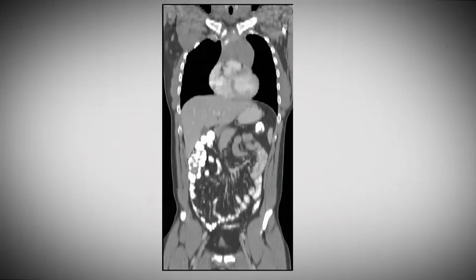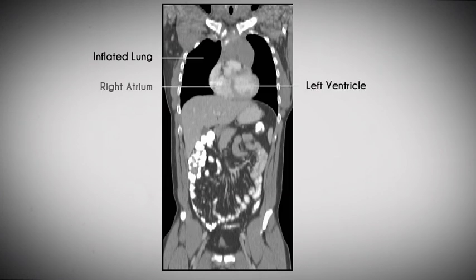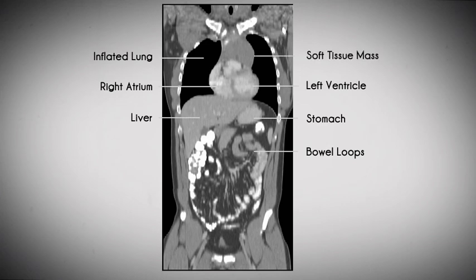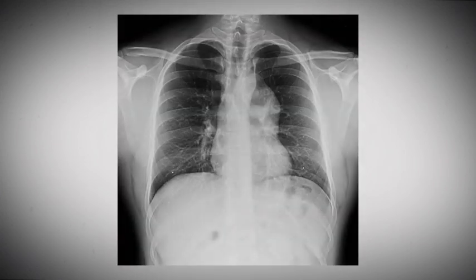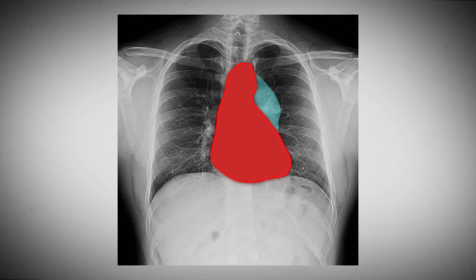From a coronal reconstruction from the same CT, it is easy to see the inflated lung, the left ventricle, the right atrium, the liver, and contrast material in the stomach, multiple bowel loops in the abdomen, as well as the large soft tissue mass. The schematic highlights the location of the lesion in the area where the concavity or indentation of the aortopulmonary window would be expected.